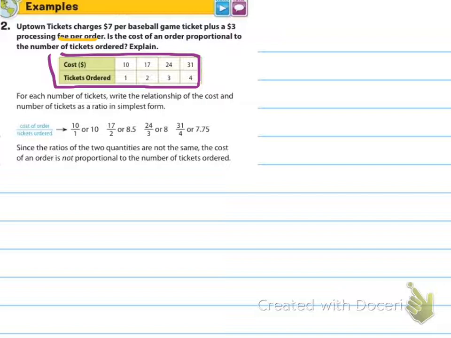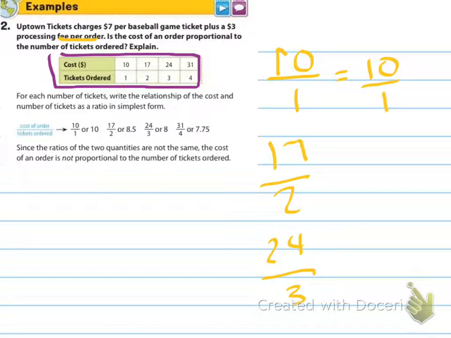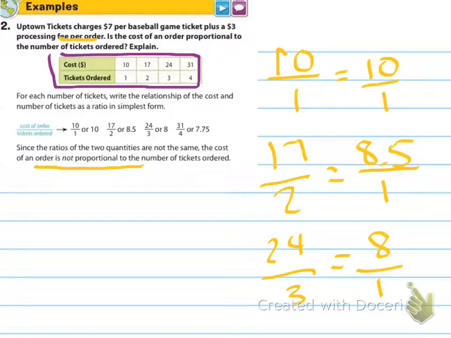So the table is telling me that I've got 10 over 1, I've got 17 over 2, and I've got 24 over 3, and I'll just stop there. Proportionally, this is simplified to 10 over 1. This cannot be simplified to 10 over 1. If I actually divide that, it would be 8.5 to 1. And this one would be 8 to 1. And so what I notice is that the rate is not a constant rate, and so it is not proportional. So I want to say order is not proportional, not a constant rate.